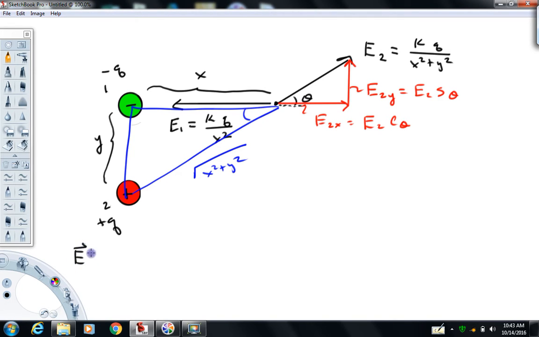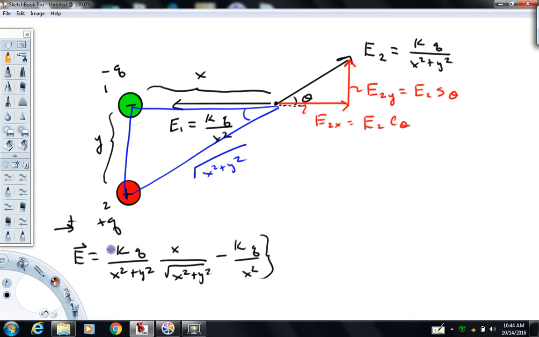All right, so the net electric field vector is going to equal this, E2 cosine theta, which is going to equal kq over x squared plus y squared. And then the cosine theta, again, I can get from this triangle. Remember, this is theta, so cosine theta is going to equal x over square root of x squared plus y squared. So that's this term. And it's to the right, and I'm doing right positive for this sum. Right? Minus this expression, minus kq over x squared.